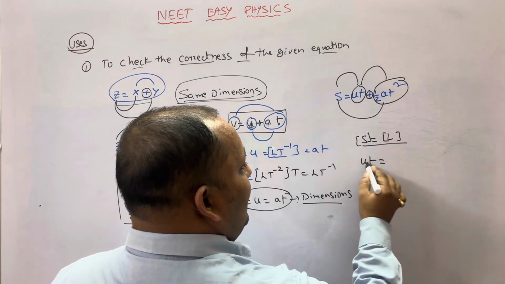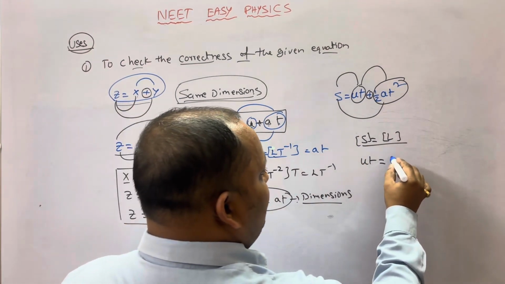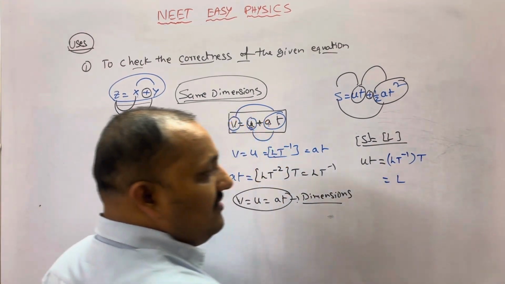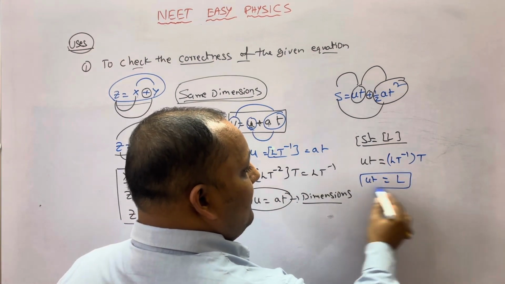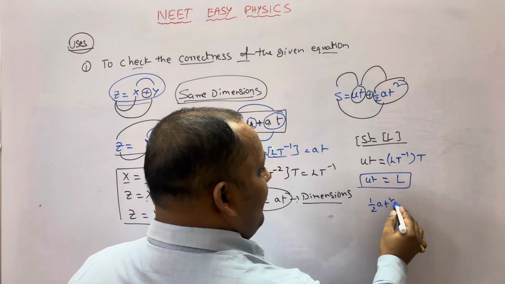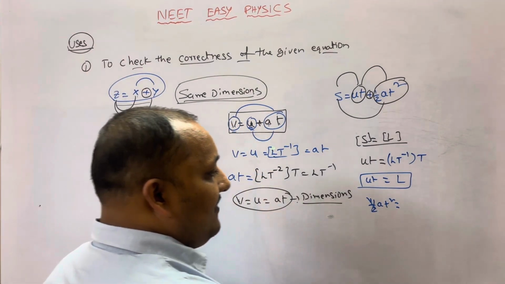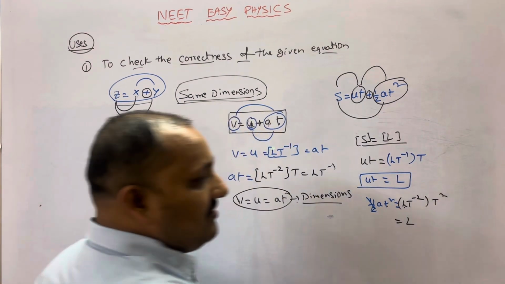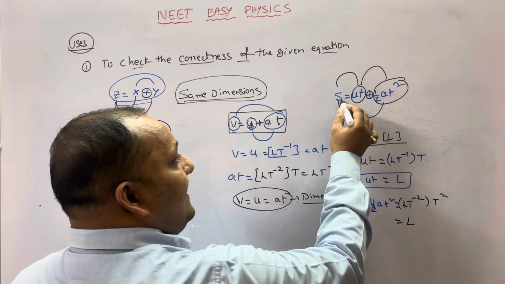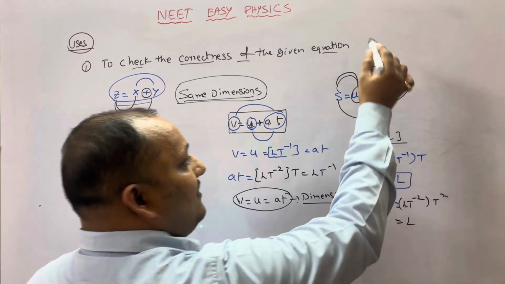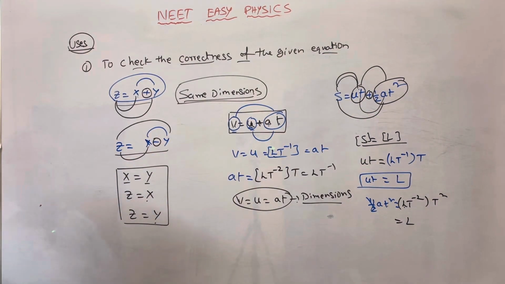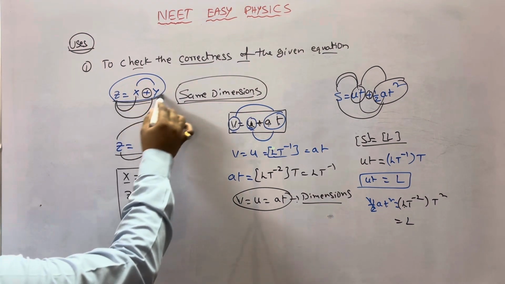ut: what is u? Initial velocity. Velocity dimension formula is LT power minus 1, and t is time. That is also L. ut is also L. Now half at square: half is constant, so we won't write a dimension formula for that. A means acceleration, LT power minus 2, and t square. Again you got L. So dimensionally S equals ut, ut equals half at square, and S equals half at square, all these are equal. That is the meaning of the homogeneity principle.